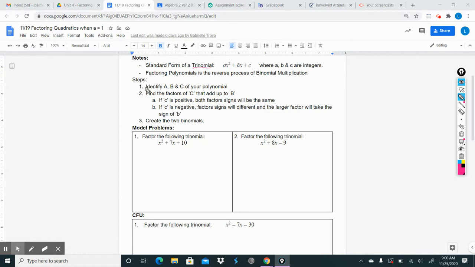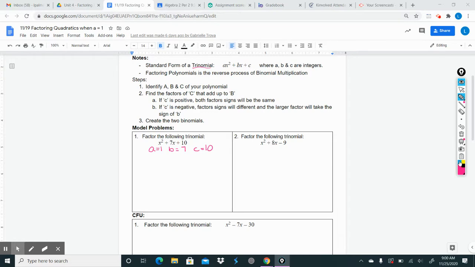As I go through the steps, I'm going to work on the first model problem. We're going to factor the following trinomial, x squared plus 7x plus 10. The first thing that we're going to do is identify a, b, and c of our polynomial. In our case, a is equal to 1, which is good. b is equal to positive 7, and c is equal to positive 10. If b or c were negative, we must include the sign.